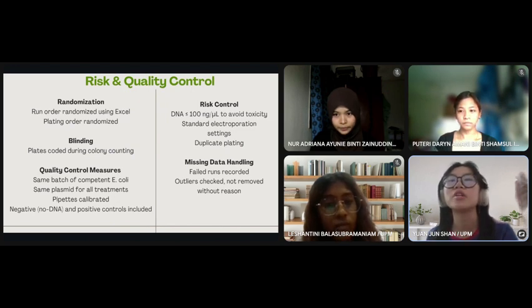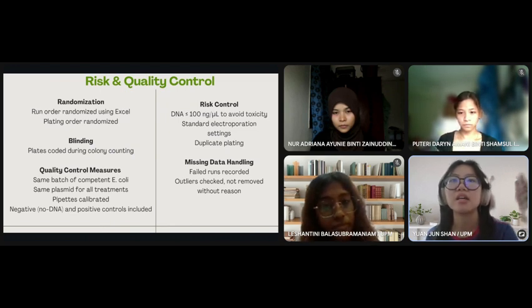And moving on to missing data handling, we have recorded any failed runs, and also we have checked the outliers, and we have ensured that the outliers are not removed without any reason.